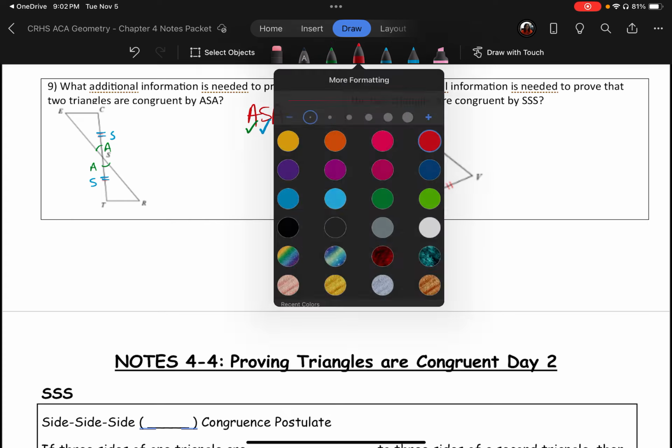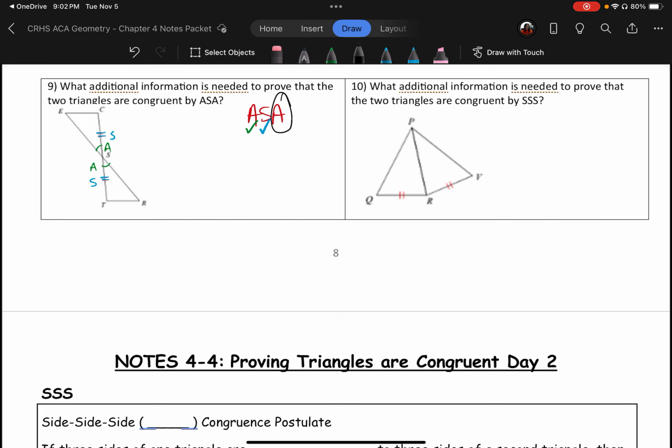What information is missing here? What I'm missing is this angle. And I need this angle to be located in a place where the side is in the middle. Okay, so where is this congruent angle going to have to be so that the side is in the middle? The location of that congruent angle must be located here. I would need it to be here to have that side in the middle. So the missing information that we need here is angle C to be congruent to angle T. That is the missing information to complete ASA.